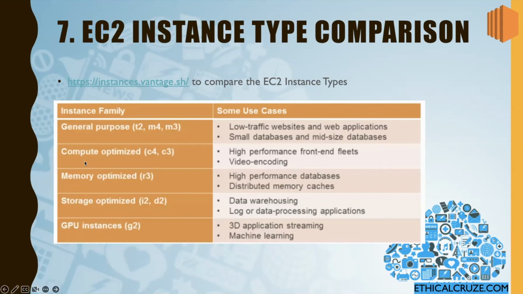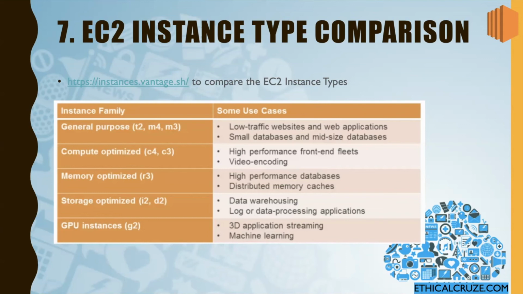Next one is your compute optimized. In this compute optimized, your requirement is basically something like high performance front end fleets, or you need some video encoding, or you are having some dedicated gaming servers, or something for which you need a high amount of computation power. For all these types of use cases, you will go for this compute optimized EC2 instance type.